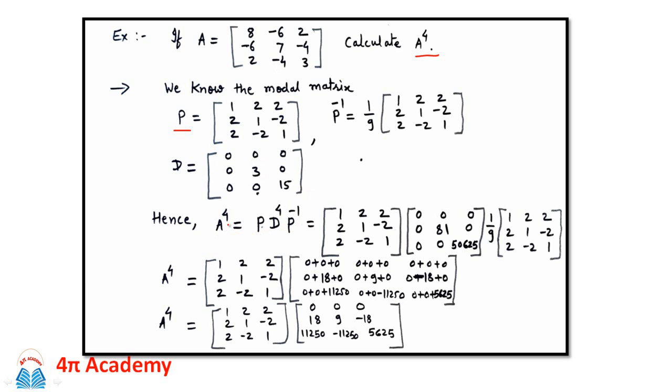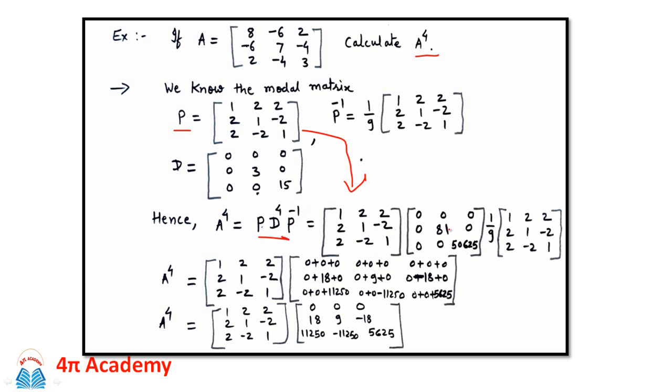So here, since we have to calculate A raised to power 4, it will be P into D raised to power 4 into P inverse. So let us substitute these matrices here. This P is the modal matrix, so we substitute P as the modal matrix over here.